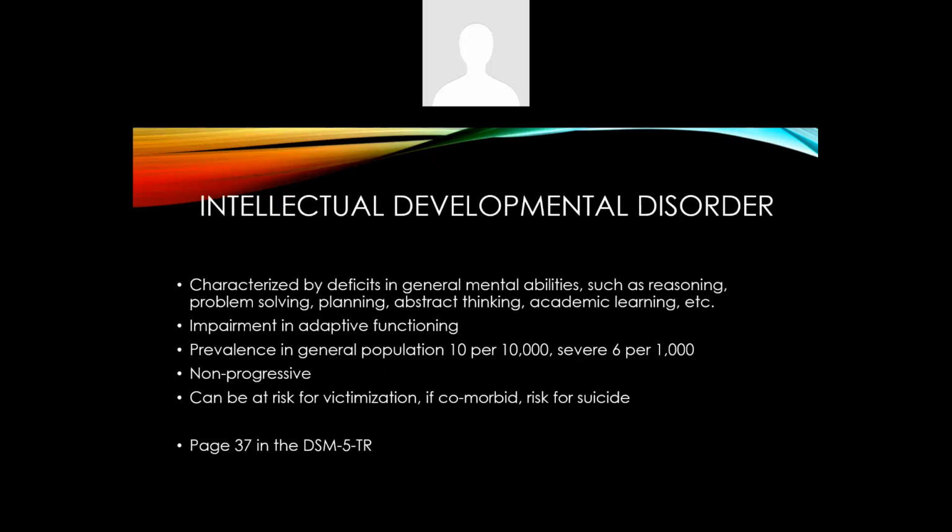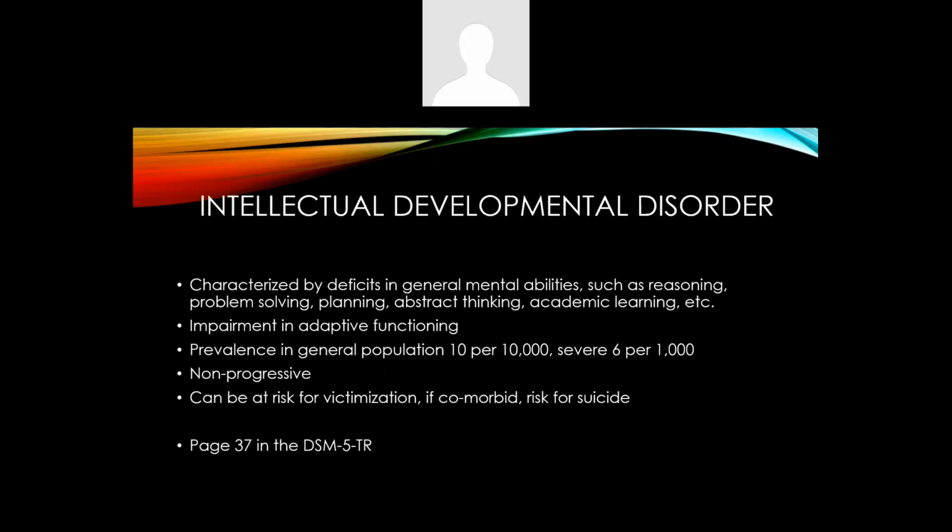So again, if we are looking in the DSM-5-TR, we're going to start this section on page 37. We're going to start looking at the intellectual developmental disorder. That is our first one that we're going to see. This one is characterized by deficits in general mental abilities. So that could be reasoning, problem solving, planning, abstract thinking, academic learning, lots of different variations. There's also going to be an impairment in adaptive functioning so that they have trouble fitting into different situations. They have trouble adjusting when something is new or unexpected.